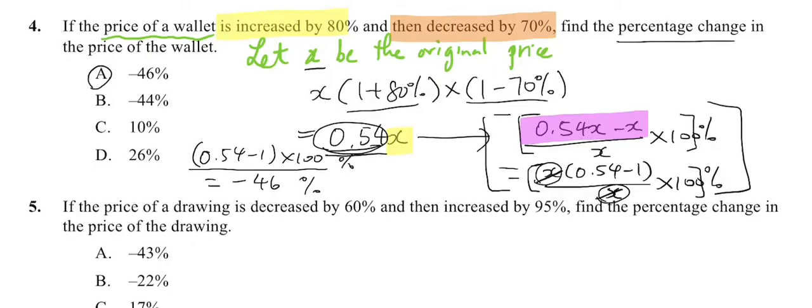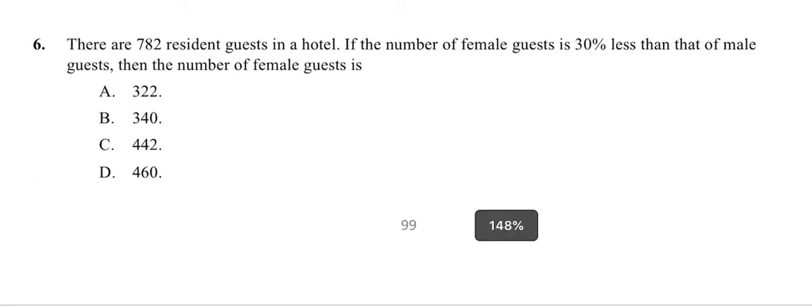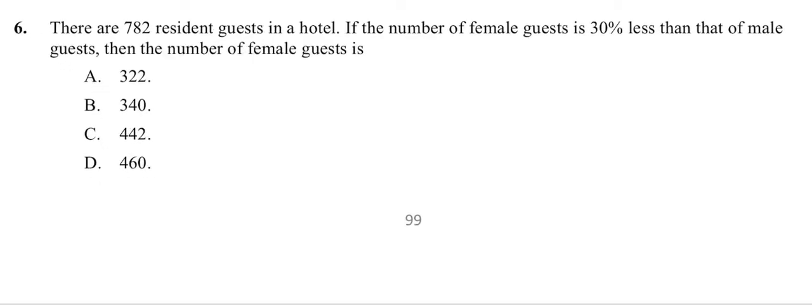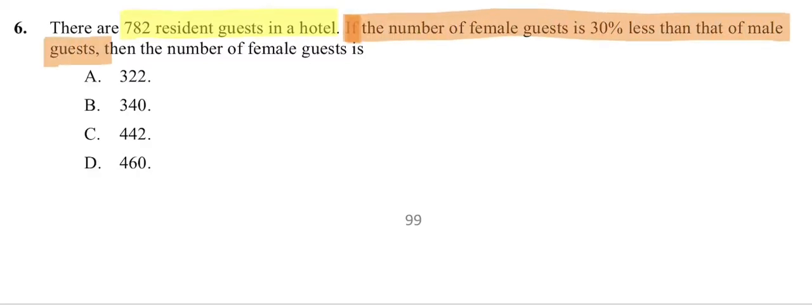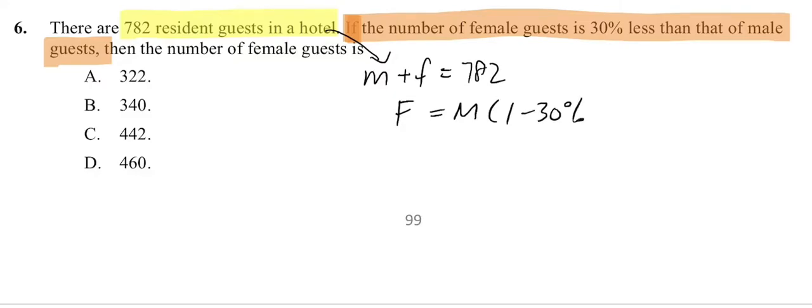Then number 6 is actually a simultaneous question. They gave you two pieces of information. One is that there are this many people in the hotel, and then the relationship between the male and female guests. Since there are a total of 782 people in the hotel, it's the male and the female population altogether. This is what you need to realize. That's what they're telling us. And then the number of female guests is, so female is the male, 30% less.